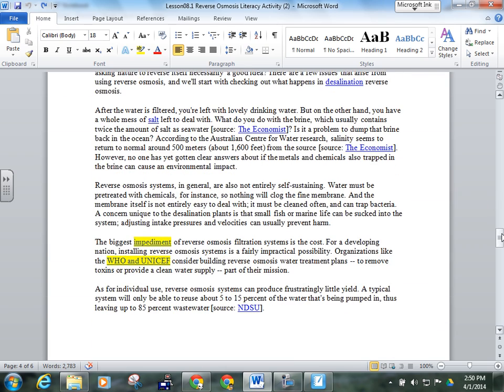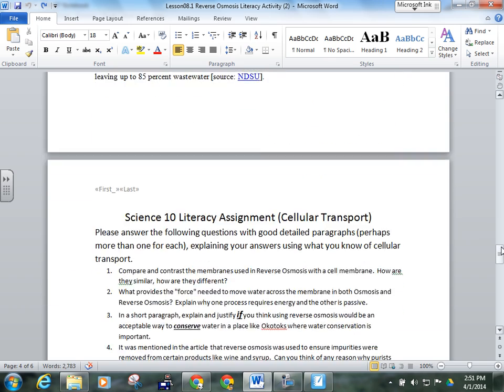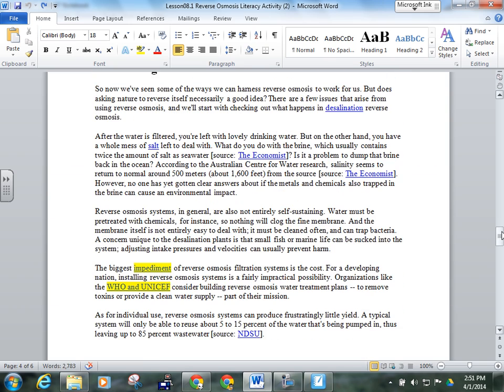Impediment we just talked about. WHO and UNICEF. These are two organizations in the world. WHO is the World Health Organization, and UNICEF is the United Nations International Children's Emergency Fund. It is essentially money that helps take care of impoverished children worldwide. And that's it. Any other words there that we needed to go over?